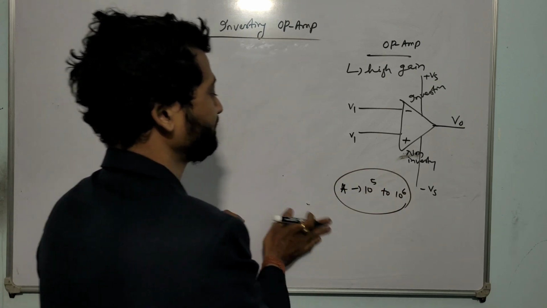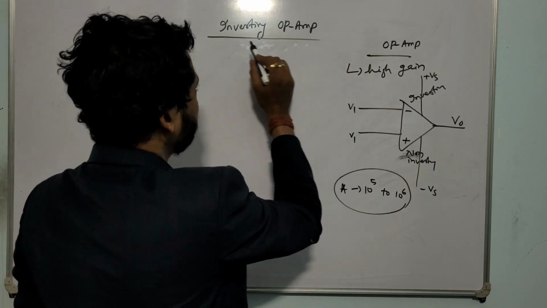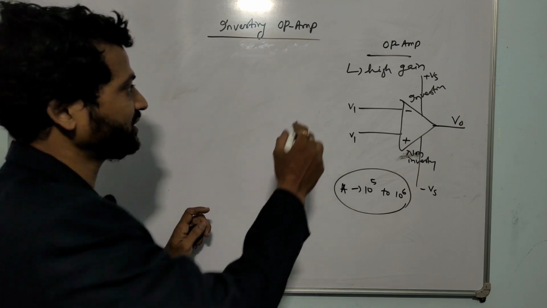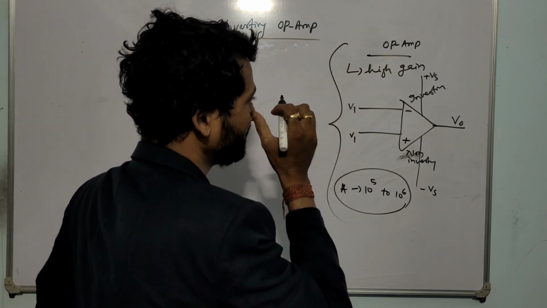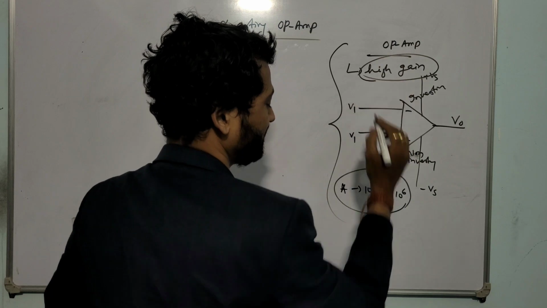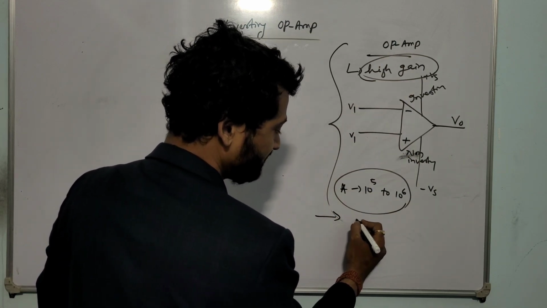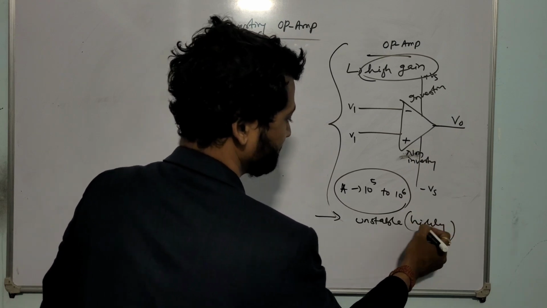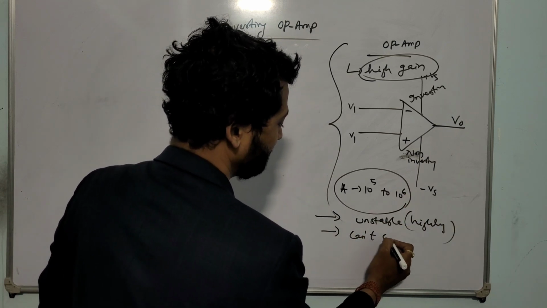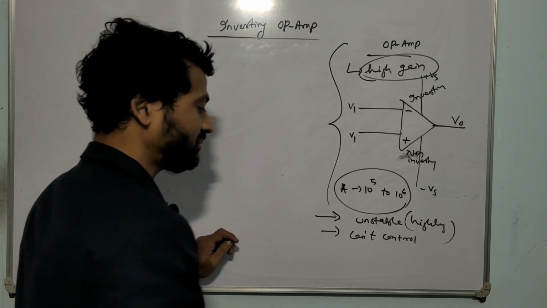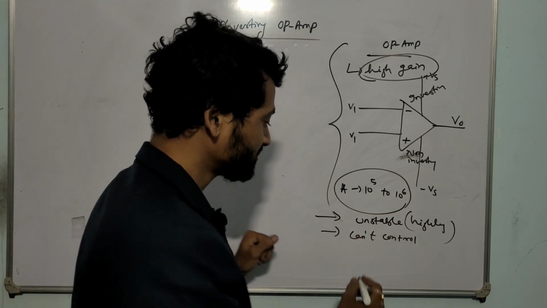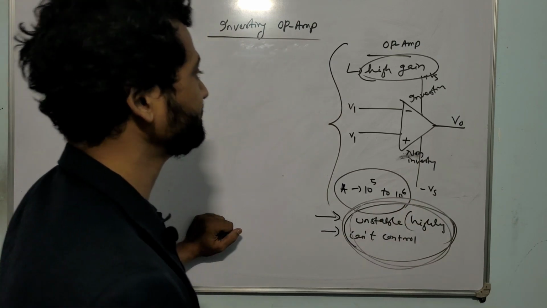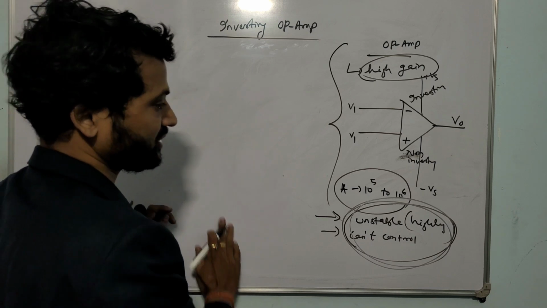10⁶. So now the point is why we are going for the inverting operational amplifier. What are the advantages? First let us see what the drawbacks of the operational amplifier are. Since I have told you it is a high gain amplifier, the system is unstable. The system is highly unstable because of high gain, and we cannot control the output. The output cannot be controlled easily. To overcome this type of drawback, we can go for the inverting operational amplifier.